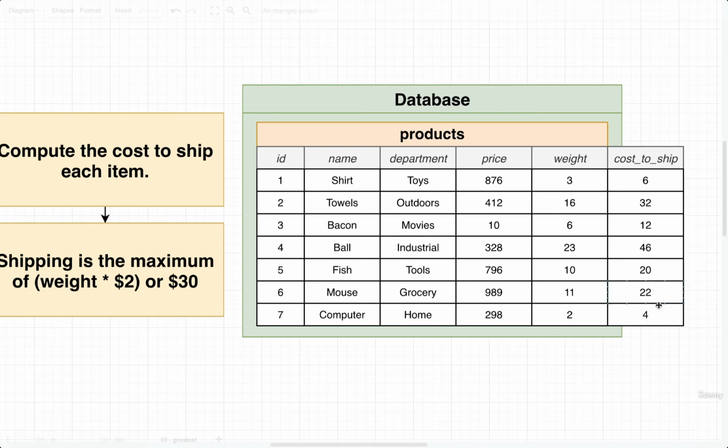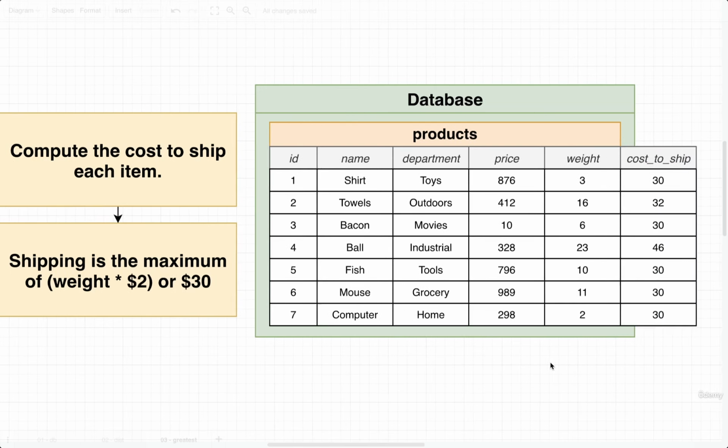Then, if any of these different values are less than 30, we're going to take $30 instead. So 6 is less than 30, so we go up to 30. 32 is greater than 30, so we're going to stick with 32. We go to 30, 30, 30, and 30. So that would be how we would calculate our cost to ship.